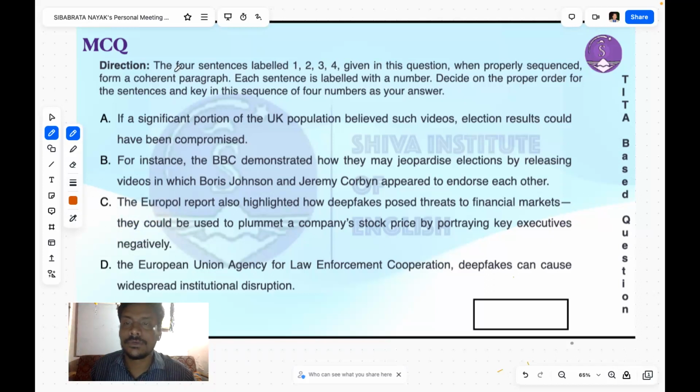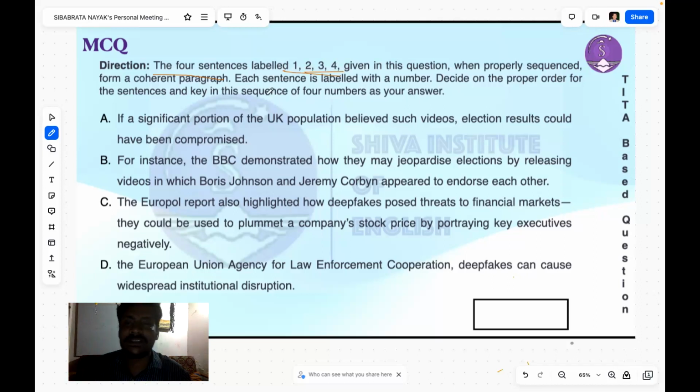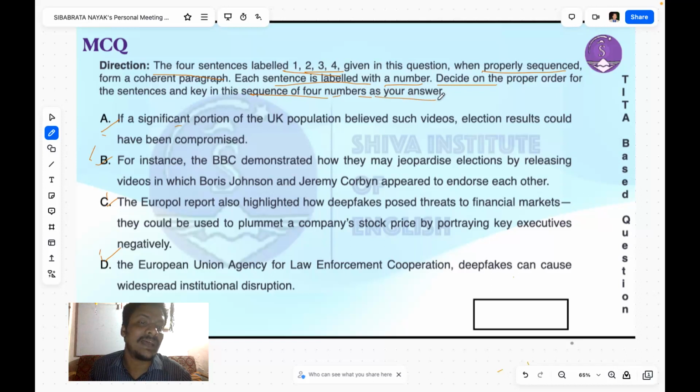So the four sentences are labeled 1, 2, 3, 4, but here they are presented as A, B, C, and D. Given in this question, when properly sequenced, they form a coherent paragraph. Each sentence is labeled with a number or alphabetical letter. Decide on the proper order for the sentences and key in this sequence of four numbers as your answer.